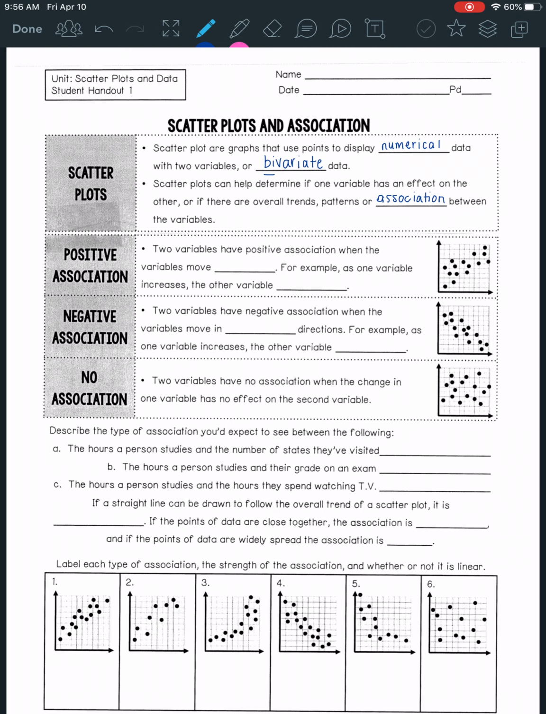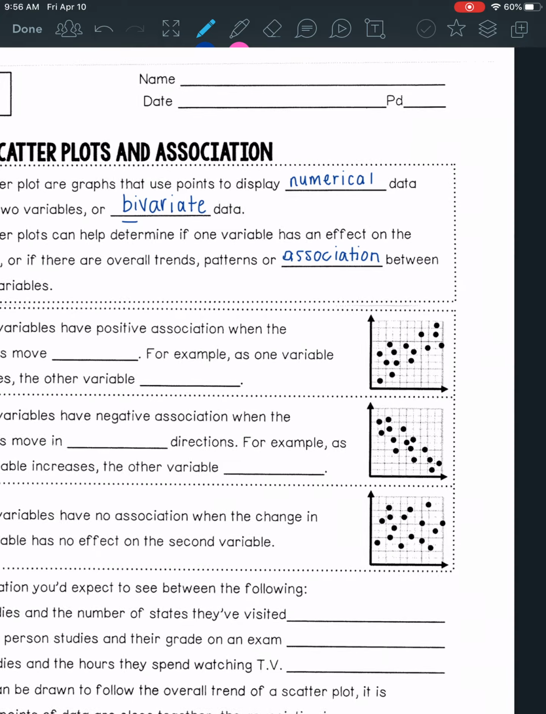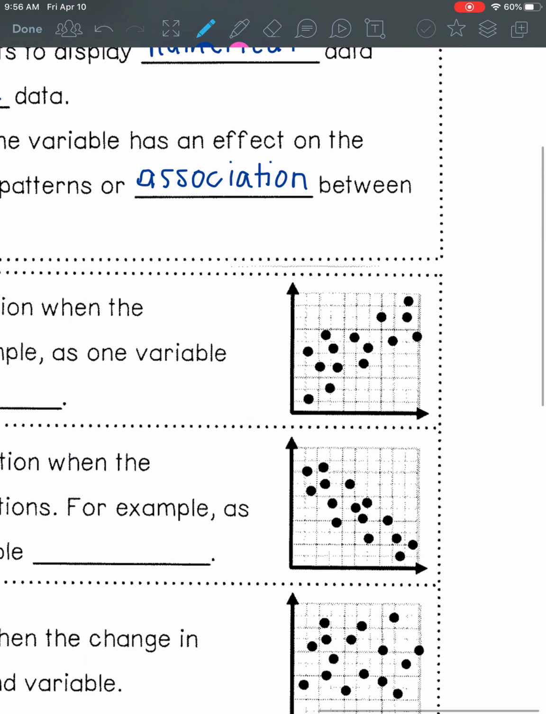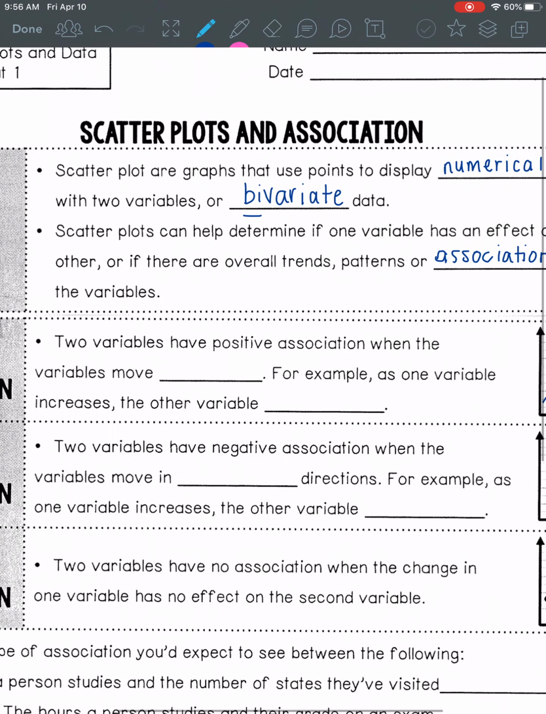So positive, think of what we learned in slope. If you look at this scatter plot over here, you see basically a pattern that's going uphill from left to right. So it has a positive slope. So that's how you can find it on the graph. Two variables have positive associations when the two variables move together. Oh, my pen's not working here. Meaning both of them are going in the same direction. So if something increases, then the other variable also increases.